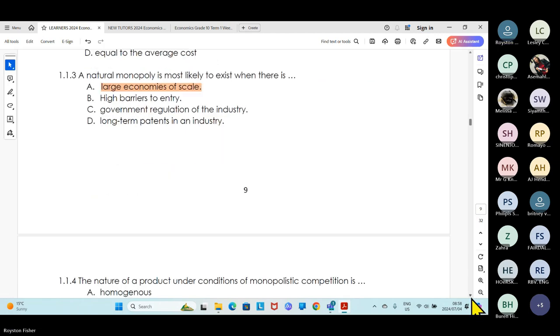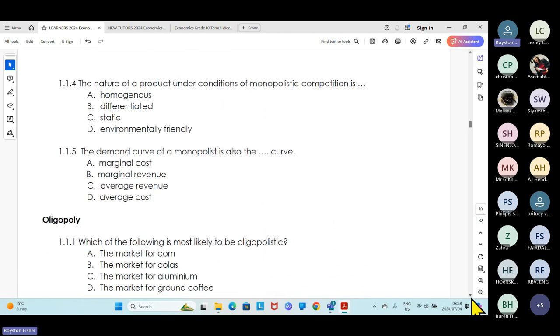Moving on to 1.1.4, the nature of a product under conditions of monopolistic competition is A, homogeneous, B, differentiated, C, static, D, environmentally friendly. So it cannot be A because under perfect competition, that is where they sell homogeneous products that are the same. So your only options are B, C, and D. So let's look at what you gave as an answer.